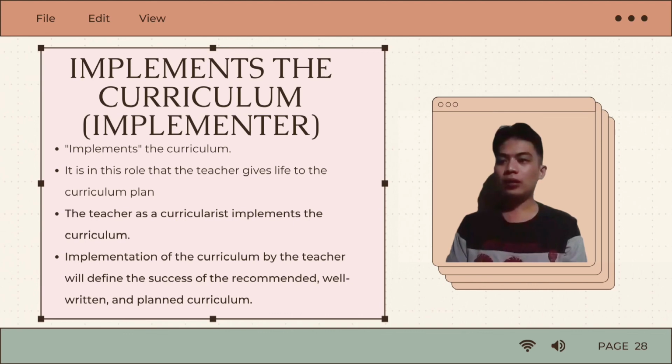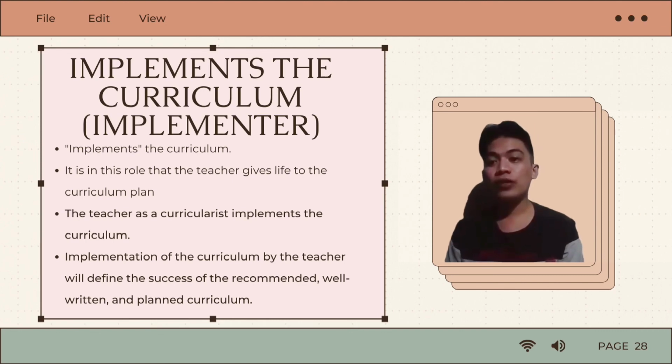Implementer. The teacher as a curricularist implements the curriculum. The curriculum that remains recommended or written will never serve its purpose unless someone implements it. And that is the role of the teacher. The teacher should implement the curriculum. Always remember that the heart of schooling is the curriculum. So it is the role where the teacher becomes the implementer of the curriculum.